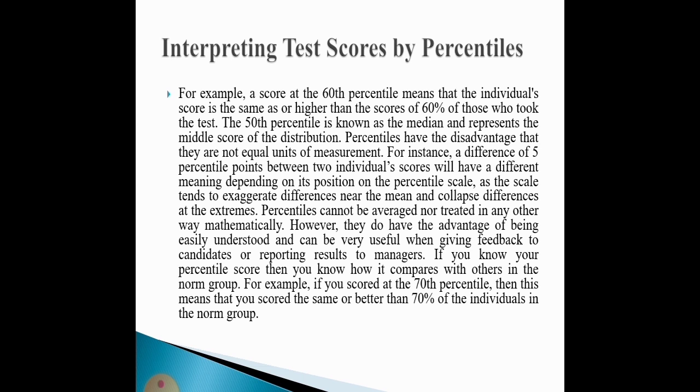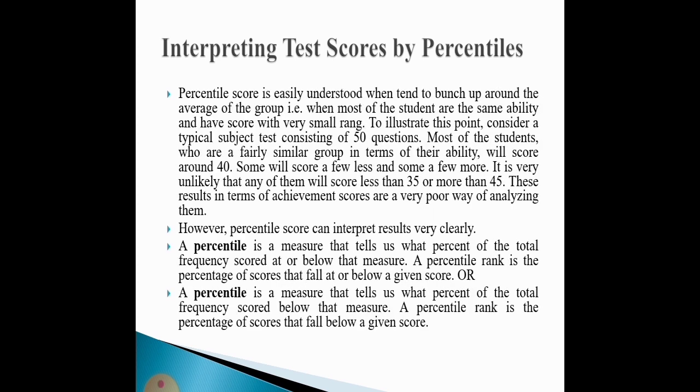If you know your percentile score, then you know how it compares with others in the norm group. For example, if you scored at the 70th percentile, this means that you scored the same as or better than 70% of the individuals in the norm group. Percentile scores are easily understood when scores tend to bunch up around the average of the group, when most of the students are of the same ability and have scores within a very small range.